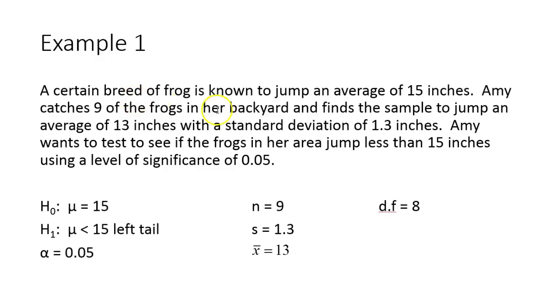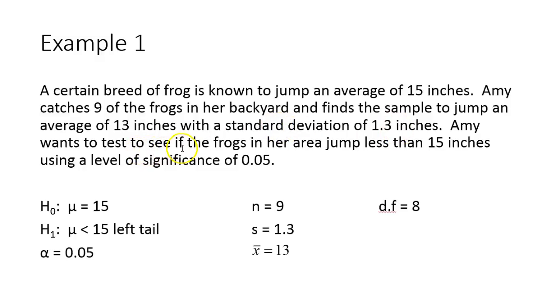It says a certain breed of frog is known to jump an average of 15 inches. Amy catches 9 of the frogs in her backyard and finds the sample to jump an average of 13 inches with a standard deviation of 1.3 inches. So the way that's worded, it's understood that the standard deviation here comes from the sample.